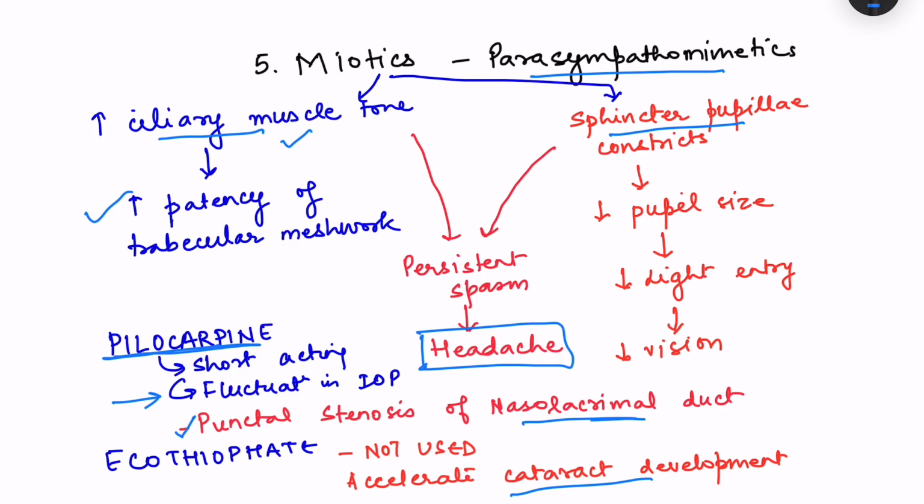So this pilocarpine is a directly acting parasympathomimetic. I've already dealt with the parasympathomimetics in another video. Do watch that to understand this ANS pharmacology. Then, because it will lead to sphincter pupillary contraction, there will be a decrease in pupil size, decreased light entry into the eye, and hence there will be decreased vision. So again, miotics are not used regularly for primary open angle glaucoma.